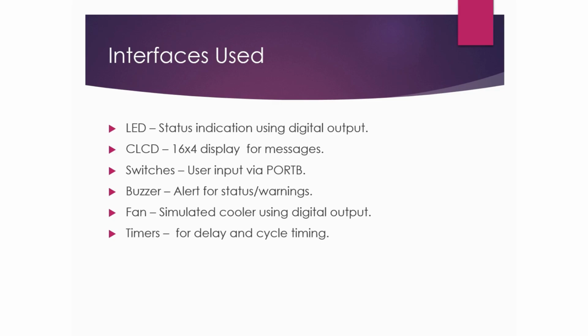Then coming to CLCD. CLCD stands for character LCD or liquid crystal display. In this we have used 16x4 display. It also has 16x2 display. Character LCDs consist of a grid of pixels arranged in rows and columns. Each pixel can turn on or off, allowing it to display specific characters or symbols. They come in different sizes like 16x4, 16x2. So 16 indicates the number of columns that are being displayed and 4 is the number of rows.